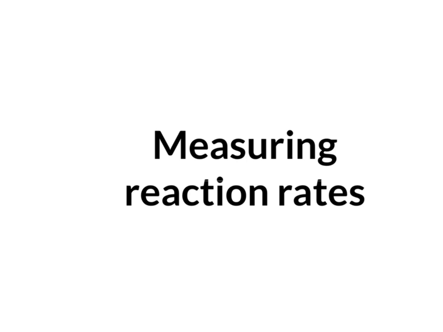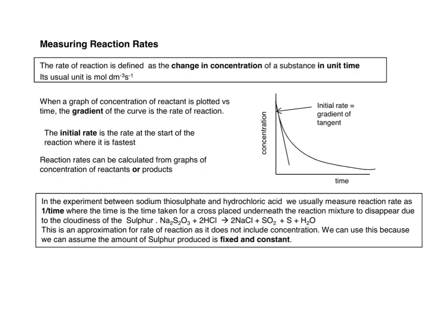As we've already seen in the previous videos, the rate of reaction is defined as the changing concentration or mass or volume of a reactant or a product of a substance in unit time. And so the units would be grams per second, cubic centimeters of a gas per second, or moles per litre per second.